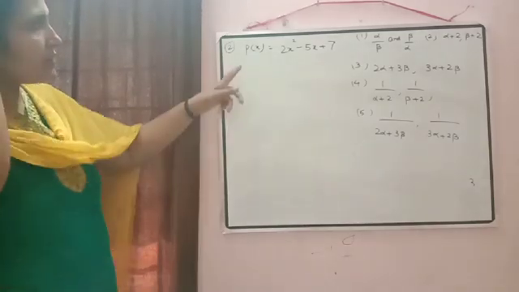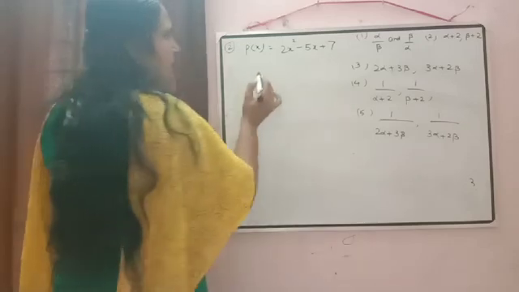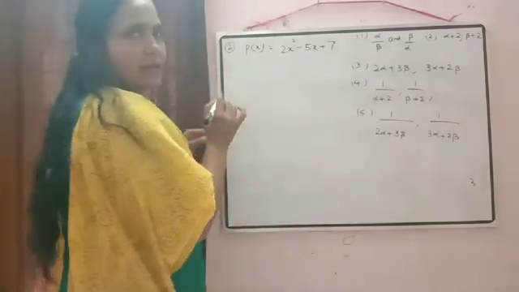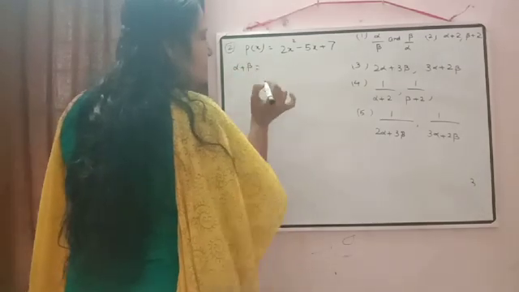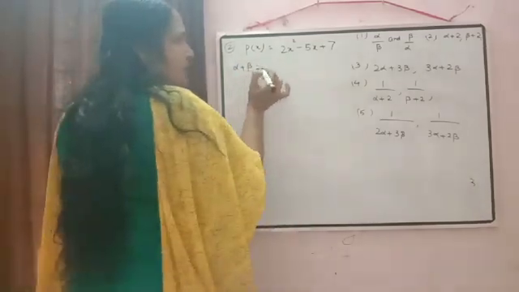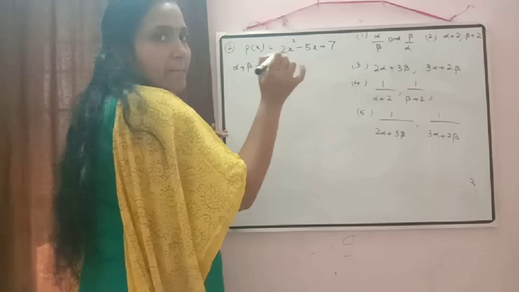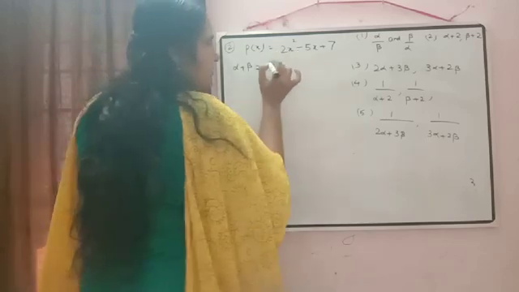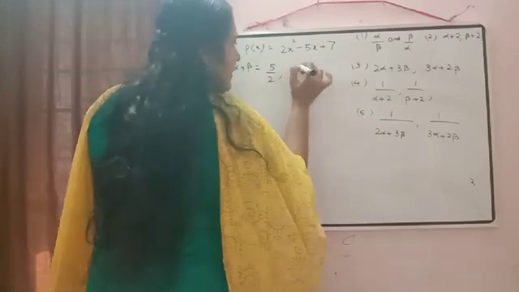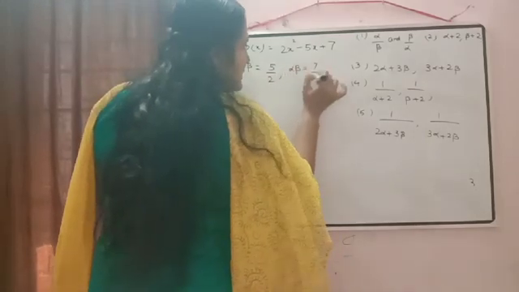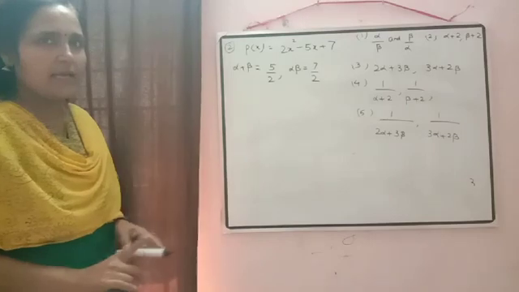So from the given question, what information are we getting? Alpha and beta are the zeros of P of x. Then from here alpha plus beta will be equal to, according to the formula, minus b by a. So minus of minus 5, so 5 by 2. And alpha beta will be equal to 7 by 2. Till here it is okay.